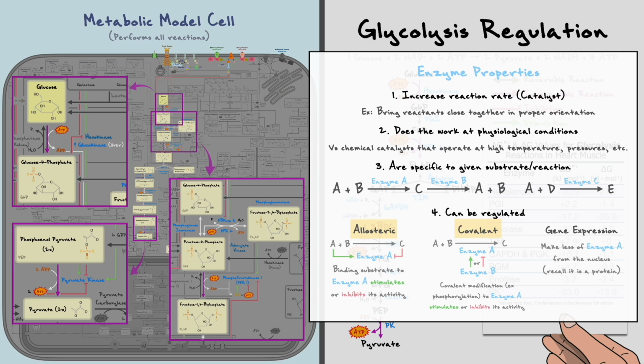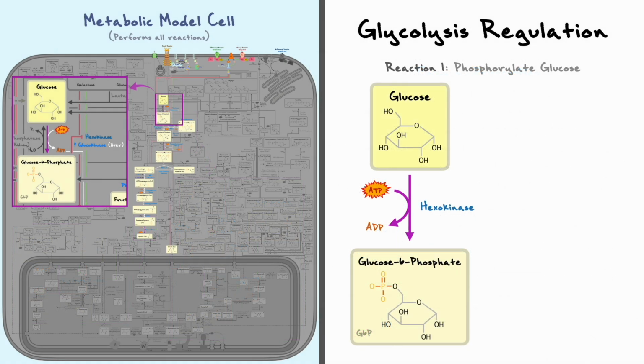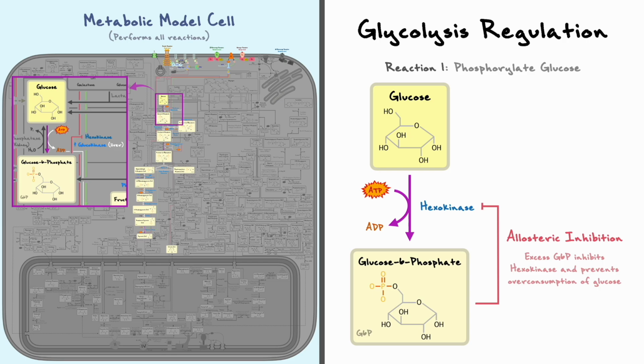With this being said, let's now explore in more detail how these 3 key steps of glycolysis are regulated, starting with hexokinase. So, recall that hexokinase mediates the first step of glycolysis as it phosphorylates glucose to make G6P. Here, the primary mechanism of regulation is feedback allosteric inhibition by G6P. So, excess G6P that builds up in the cell will bind to hexokinase and inhibit its activity.